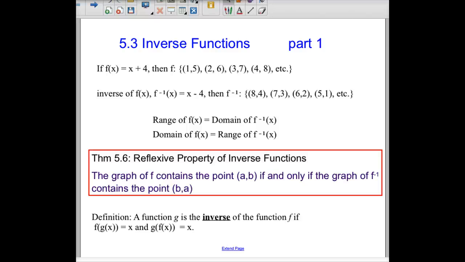5.3 Inverse Functions, part 1. To review a little bit, you have done inverse functions in Algebra 2 and in pre-calculus.